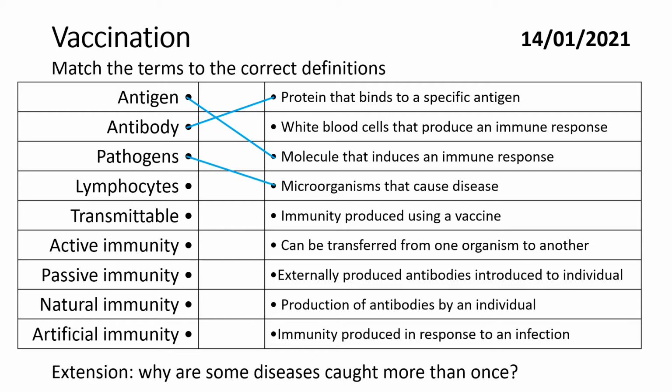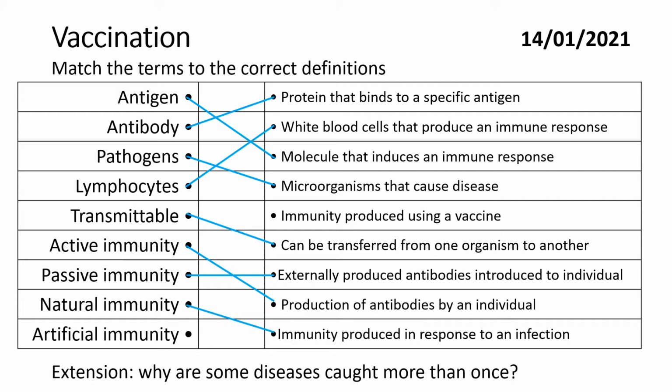We have the term pathogen, which is a microorganism that causes disease and is infectious. We have the term lymphocytes, which are the type of white blood cell that specifically produces antibodies. Transmittable simply means that it can be transferred between organisms. We have active immunity, which involves the production of antibodies by an organism. Passive immunity is where we are introducing antibodies to an organism that were produced somewhere else.